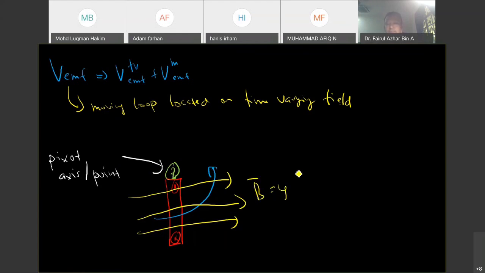But in this case, the expression for the field is changed from B naught to B naught sine omega t, in units of Tesla. If we have this kind of situation, then we will have two types of EMF developed inside this loop: the transformer EMF, and as well as the motion EMF.